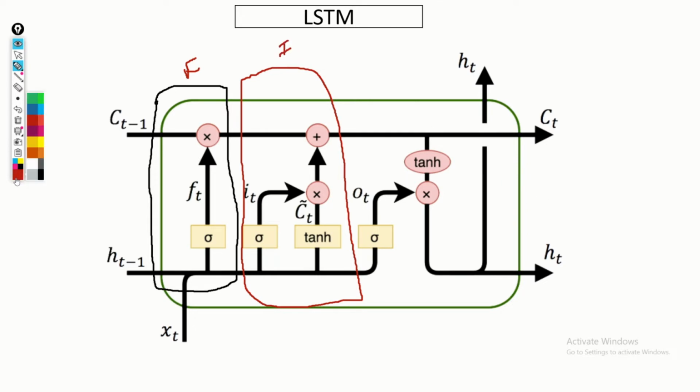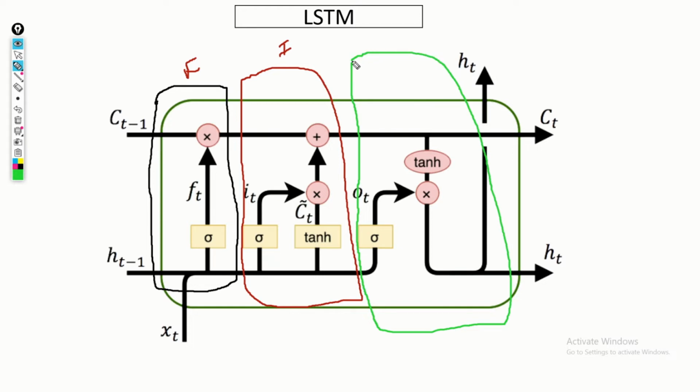And another layer is there. This is basically the output layer. So there are three layers. This is nothing but the output given to the next cell. So basically this is only one cell of LSTM, and this same LSTM will be attached to the next cell as well.